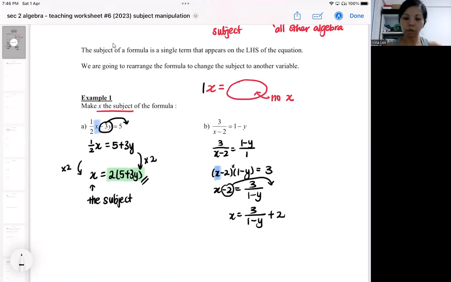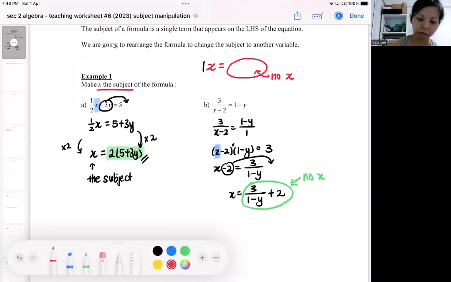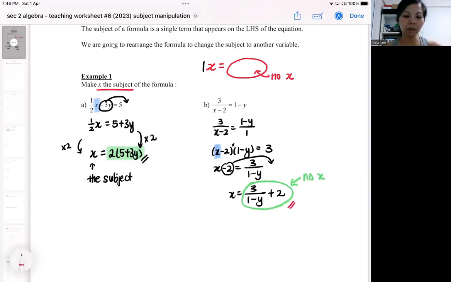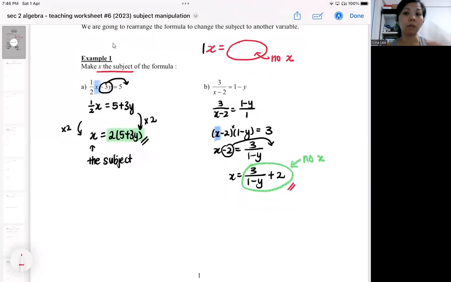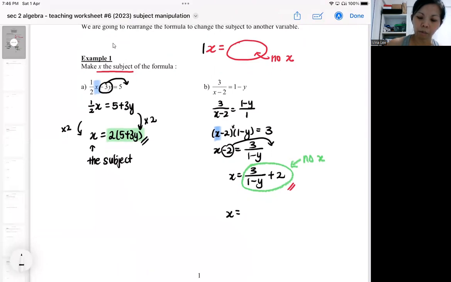So if you look, this is already your answer because you already made 1x. So that is already your subject. And if you take a look here, this part doesn't have x. So essentially, this is your answer already. So if a student gave this as an answer, the student is okay. The student is correct. Okay, but sometimes the question will require you to make it into a single fraction.